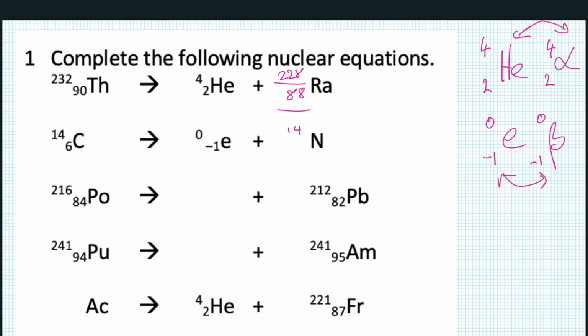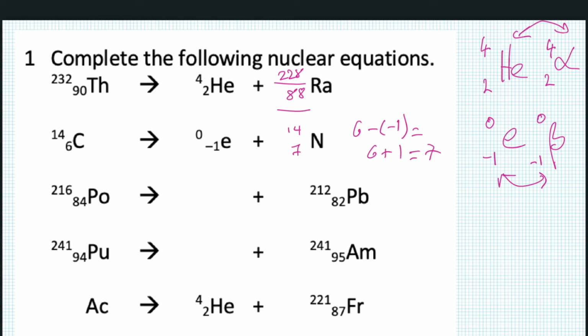A little bit more tricky on the bottom. We've got 6 has to be the same as minus 1 plus whatever goes underneath the 14. Okay, so we're going to do 6 minus minus 1. When we do minus minus 1, that's the same as plus 1. 6 minus minus 1 equals 6 plus 1, which equals 7. So we're going to put 7 just here.